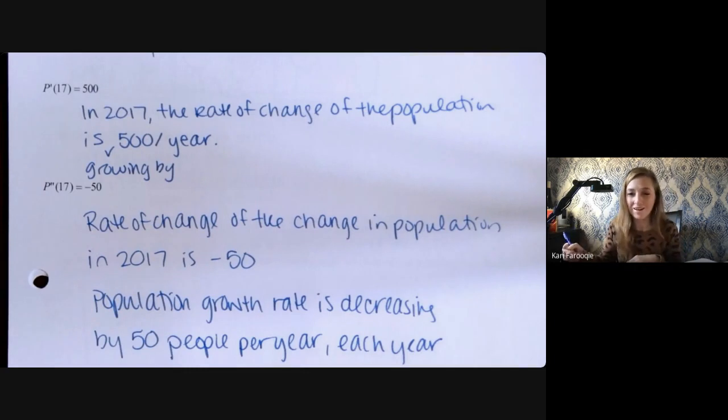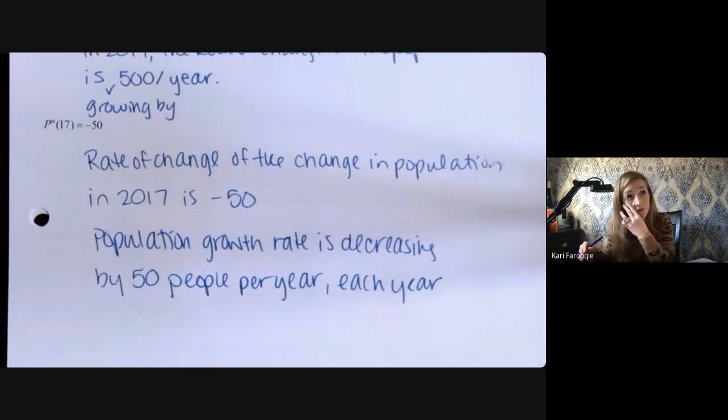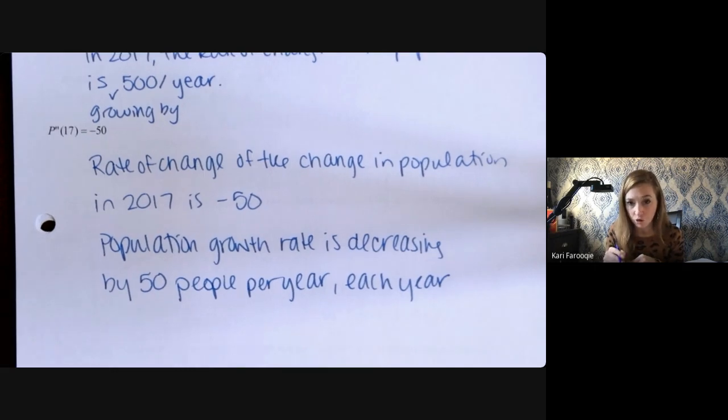Per year. If you're not sure sometimes about how to write this stuff, just think about what this means in regards to units. If you know that we're talking about people per year for the first derivative, and I think that's a little bit more intuitive for us to understand, you could say, okay, well, people per year per year to talk about the second derivative. And it's decreasing because it's negative. So the population growth rate is decreasing by 50 people per year each year in 2017.